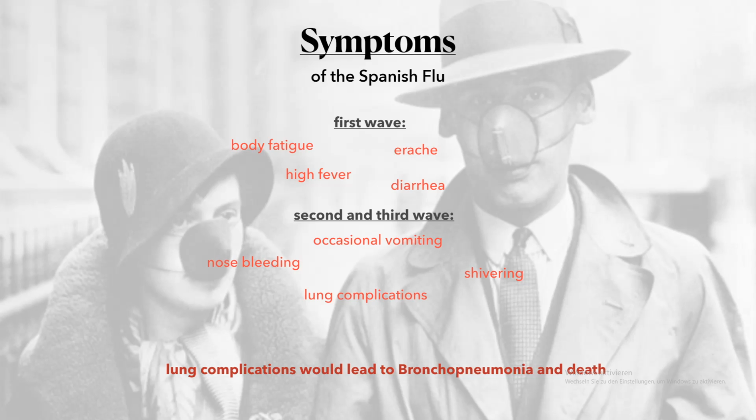But how did the disease affect the body? Which symptoms occurred? So, in the first wave, there were symptoms like body fatigue, earache, diarrhea, and also fever. In the second and third wave, there were some additional symptoms. Vomiting, nose bleeding, shivering, and lung complications could occur during the course of the flu in the second and third wave.